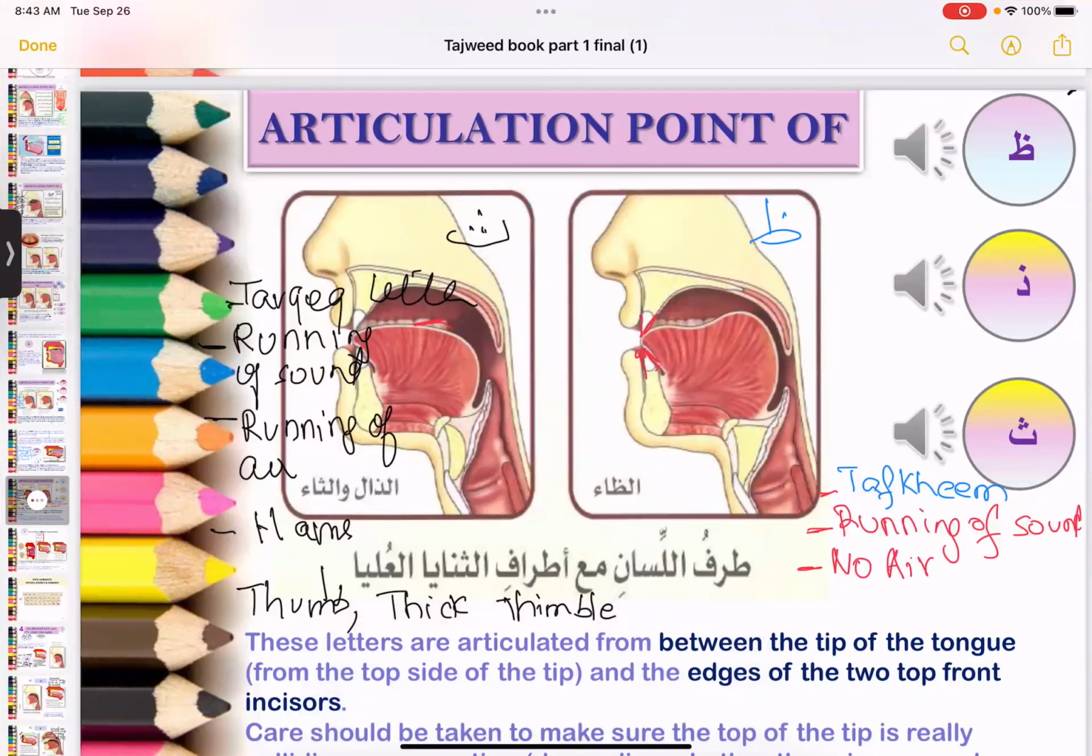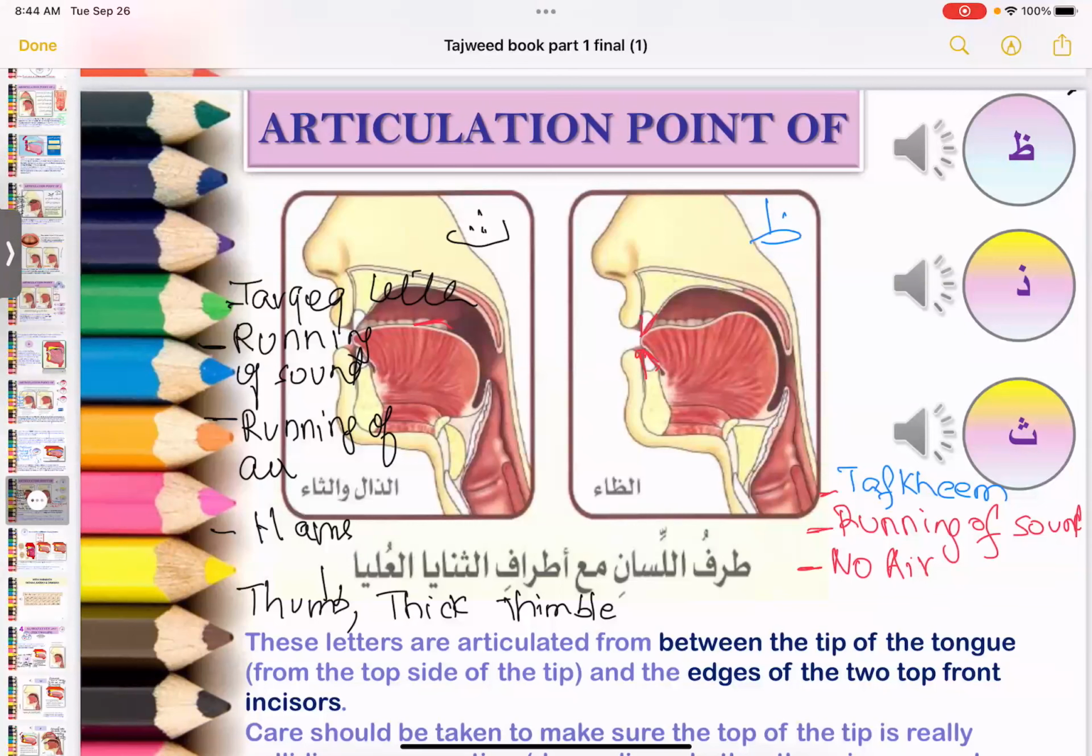بسم الله الرحمن الرحيم. Today's lesson, we're going to cover the articulation points for 3 letters. Again, if you remember, these are the tip of the tongue letters, طرف اللسان. We covered 2 sets before this, and this is the third set of letters we are covering. So this is the third articulation point for the طرف اللسان letters. Remember, طرف اللسان has 5 articulation points from which 10 letters are articulated.